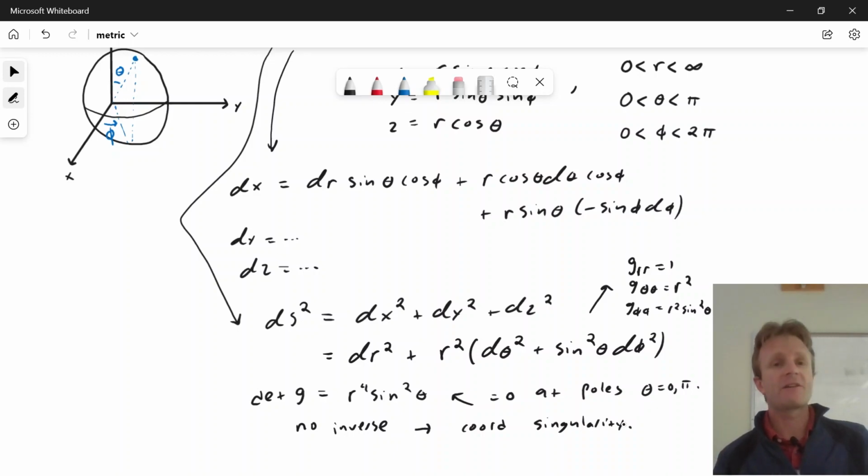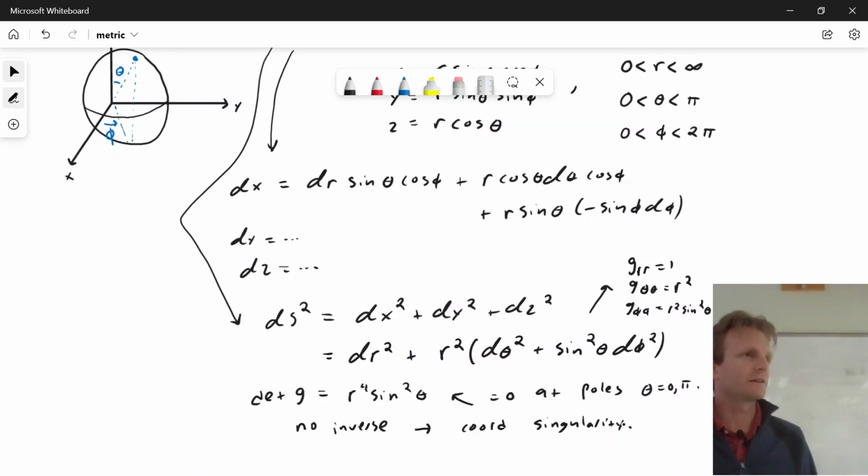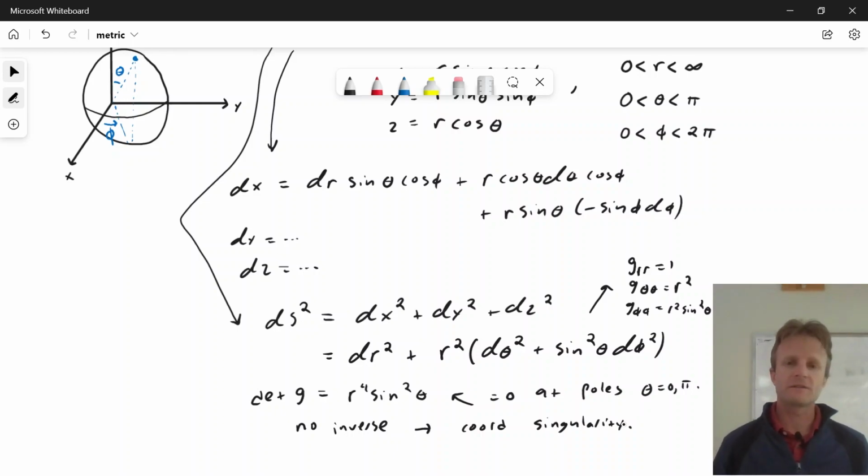Later in the course, we're going to have metrics that look singular, and we're going to have to discover that they were actually coordinate singularities as opposed to real singularities, and that's the history of black holes, basically.